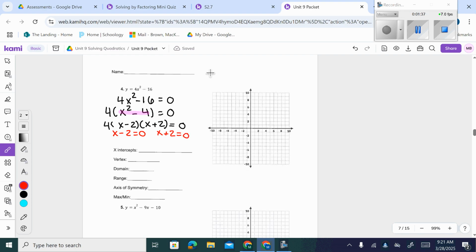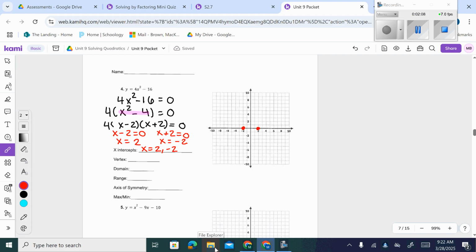When you solve it, what should you get for this one? 2. What should you get for this one? -2. All right, so those are your x-intercepts, 2 and -2. I know your graph is real jank. How do you move that -2? Oh, you add it, okay? So go plot your points at -2 and 2 on the x-axis.